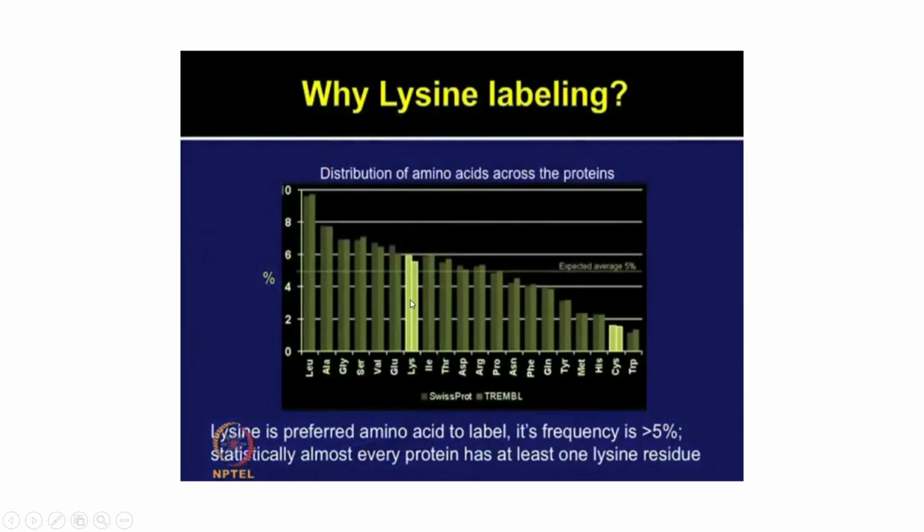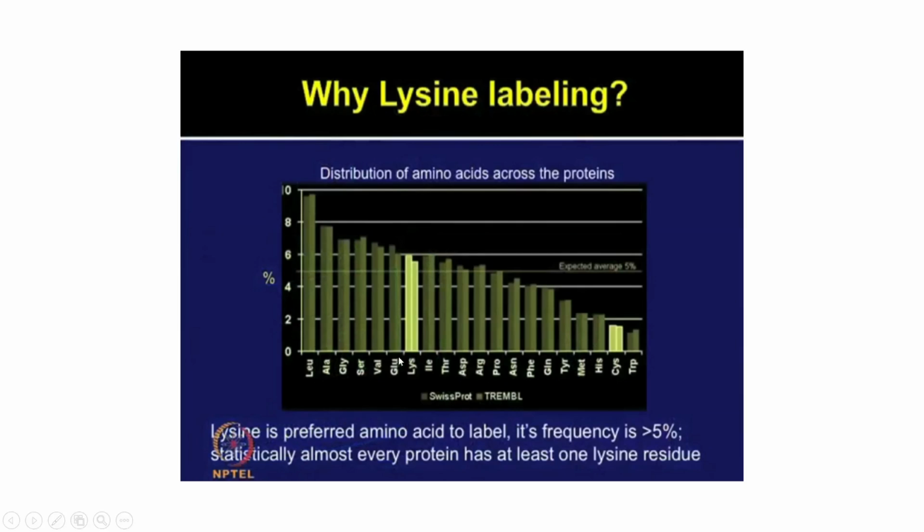So why exactly is lysine preferred? You might have a question like, why label the protein itself? This chart indicates what types of amino acids are generally present in a protein. Tryptophan is very rare in the majority of proteins, but on average lysine was selected as the preferred amino acid to label because it is generally present at more than 5%. It is almost present in every protein, with at least one lysine residue in the whole protein. And in minimal labeling, you are generally labeling only 2-3% of it, because it will not affect the entire structure of the protein. That's the reason lysine is selected.